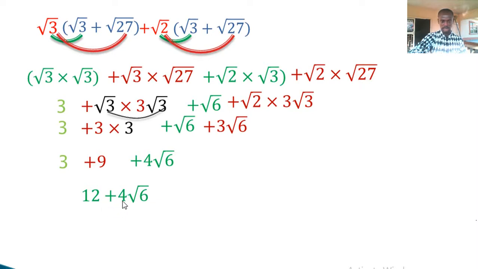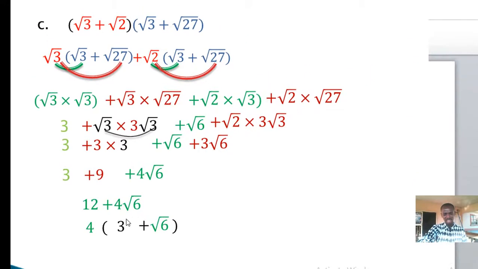I think I can factorize. There is a common factor of 4 here and here. So I can have 4 here, I can also have 4 here. So let me have 4 as a common factor, then open the brackets. So here I'm having 3, then plus root 6, closing the brackets. So what I just did here is factorization. The step from here to here is factorization. Alright, and this is my final answer.